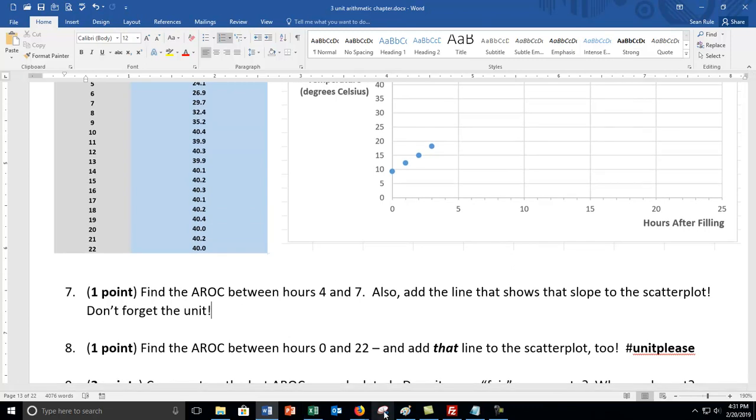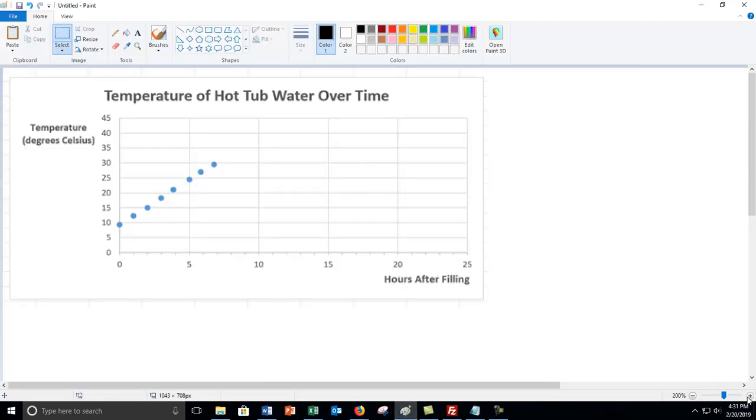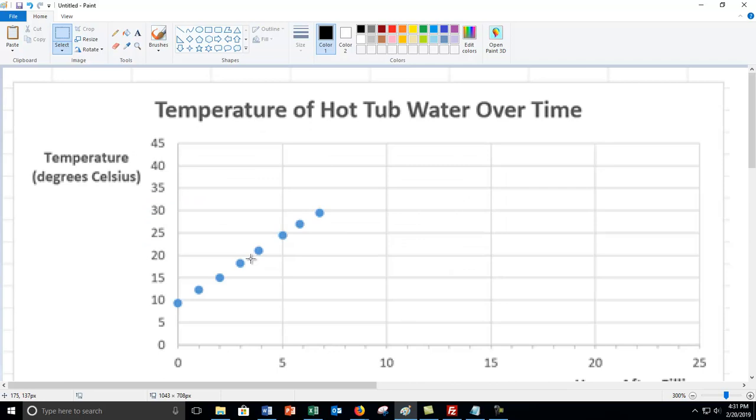So I'm going to come back to my little paint here. I want to zoom in a little bit more. So 4 to 7, I'm going to draw that line, which would be here. Oh, that's way too big. Hang on, let's make the size of that smaller, and let's also make it not so obnoxiously colored. There. Now I want to know the AROC of that line. So I need to draw the rise and the run. I'll do the run first. That's the run.